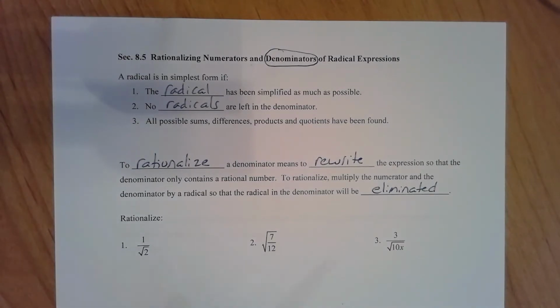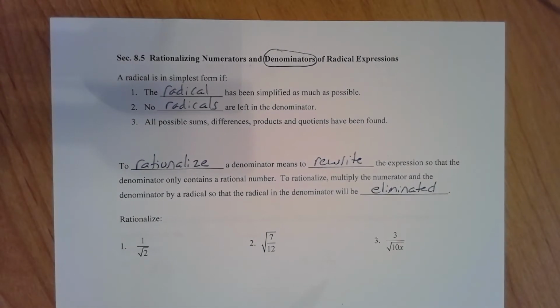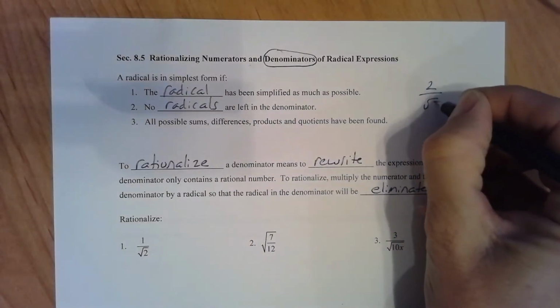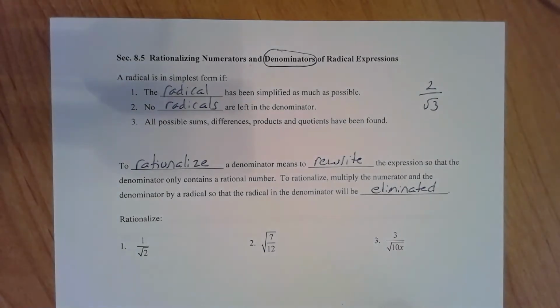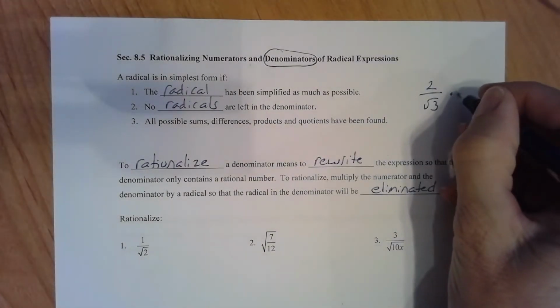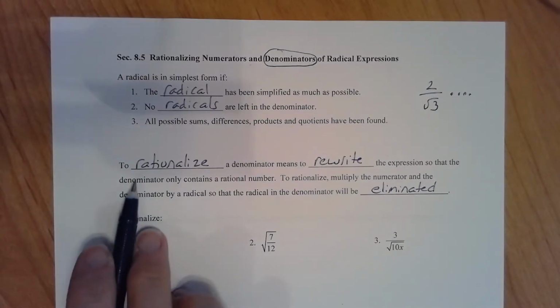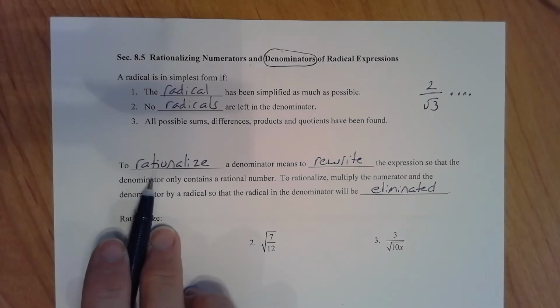So a radical is in simplest form if the radical has been simplified as much as possible, meaning anything that can come out has come out, but also radicals are in simplest form when there are no radicals left in the denominator. So you have to be careful: if you had, for instance, 2 over the square root of 3, that is not in simplest form. So you have to go farther. Well, how do we go farther when there's really nothing we can do with 2 over the square root of 3? Well, we're going to do something called to rationalize.